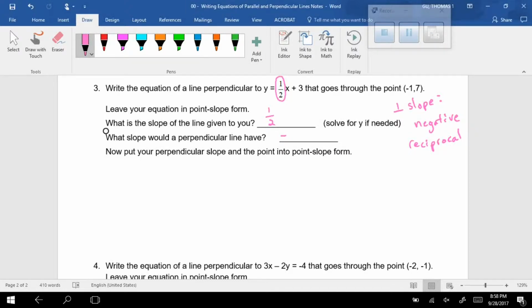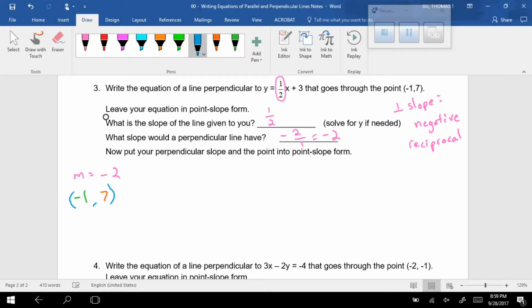2 over 1, that's right, nice, 2 over 1. Or it can be just negative 2, that's the same thing. So there you go, that's our new slope. We're going to use negative 2 over 1, or just negative 2. And now we're going to put our perpendicular slope and point into point slope form. So our new slope, m, is going to be negative 2. And then the point that they gave us was negative 1, comma, 7. Okay?